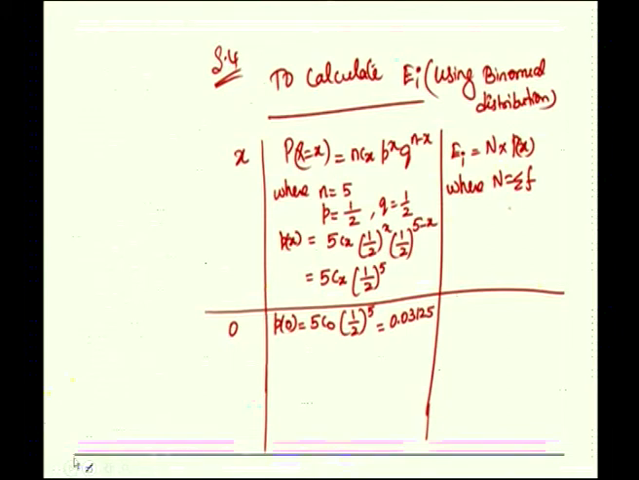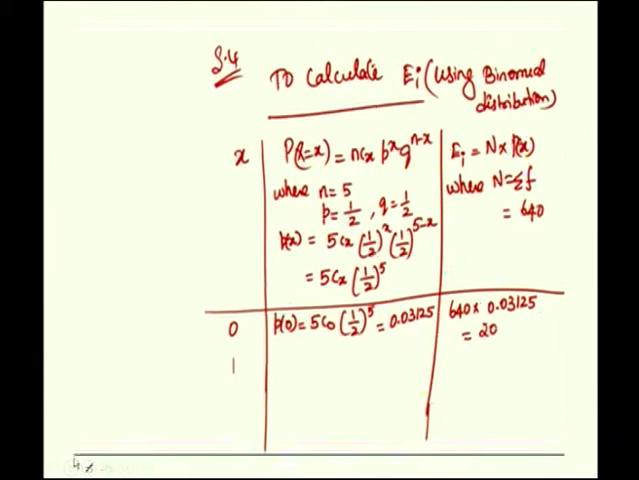Your capital N is the summation frequency, sir. Summation frequency is 640, isn't it? 640 families. So, EI is equal to 640 into 0.03125, which is equal to 20. It is approximated to the nearest whole number for easy calculation for chi-square.